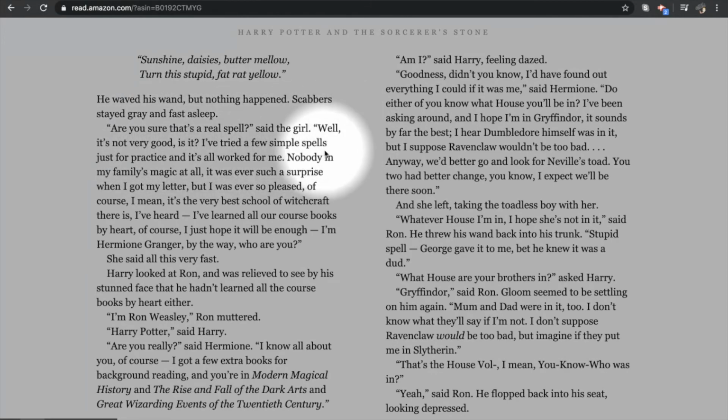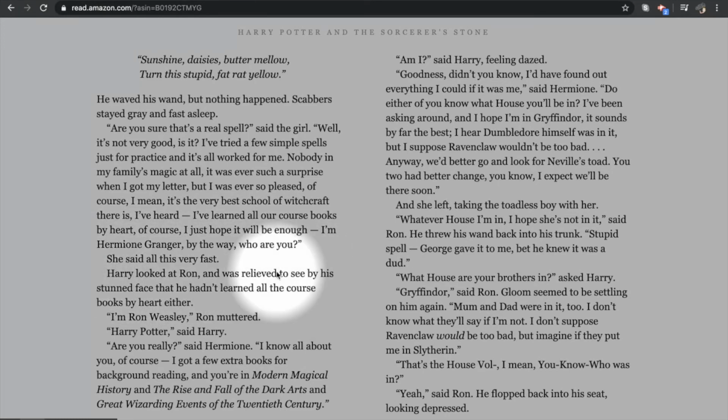"I've tried a few simple spells just for practice, and it's all worked out for me. Nobody in my family's magic at all. It was ever such a surprise when I got my letter, but I was ever so pleased, of course. I mean, it's the very best school of witchcraft there is, I've heard. I've learned all our course books by heart, of course. I just hope it will be enough. I'm Hermione Granger, by the way. Who are you?" She said all this very fast.